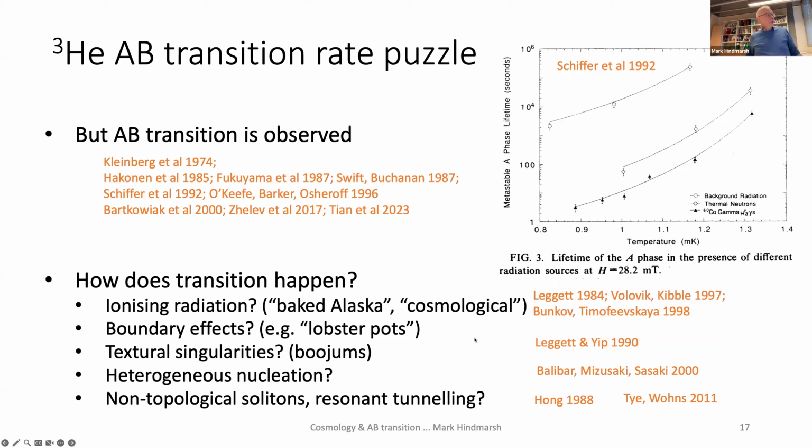Now, what else? Well, there are boundaries. So maybe there's some physics at the boundary which makes the transition easier. Similarly, not just a boundary, but also there are some kind of topological or semi-topological configurations, perhaps at the boundary or even in the bulk, which might seed the transition, make the transition easier. So all these sort of come under the heading of heterogeneous nucleation. And there are some other possible ideas that have been put forward as well.